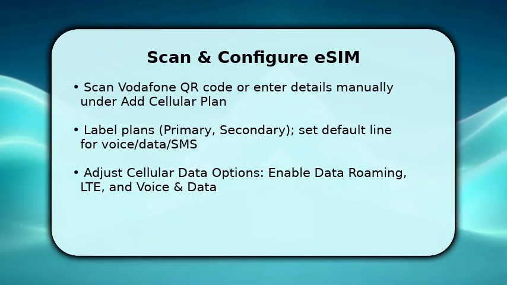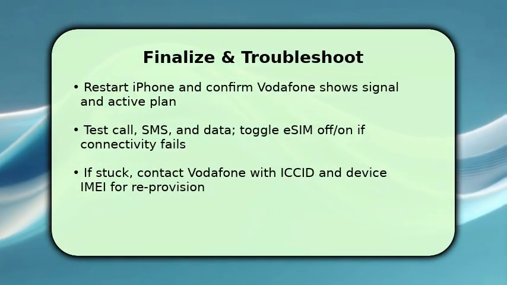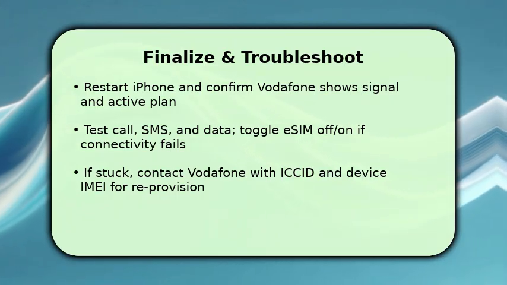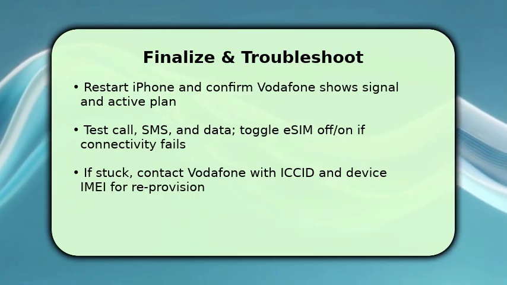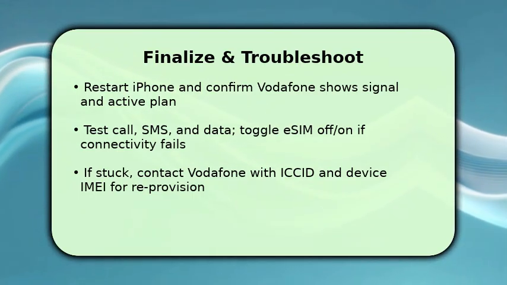You finish by restarting the iPhone to register the eSIM on Vodafone's network. This often resolves activation delays. After reboot, confirm the Vodafone label shows signal bars and run a quick test call, SMS, and web page load. If something fails, toggle the new line off and on in Settings Cellular.